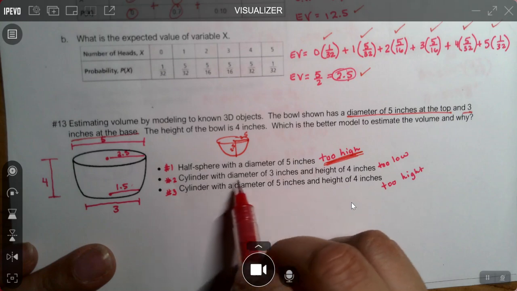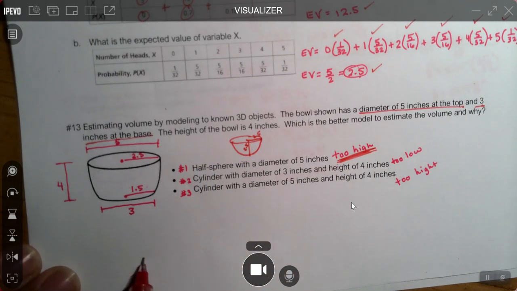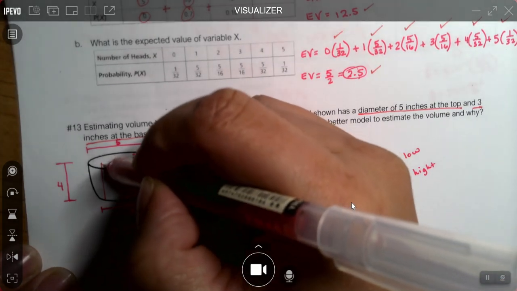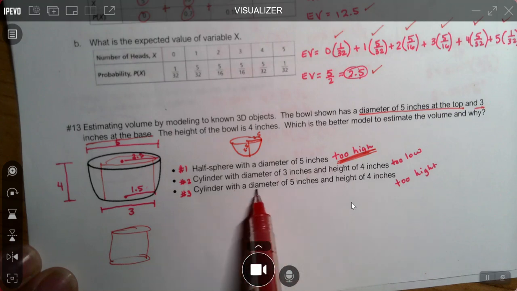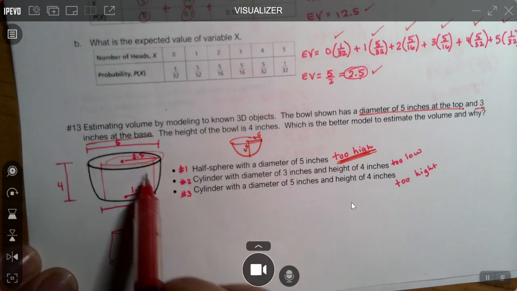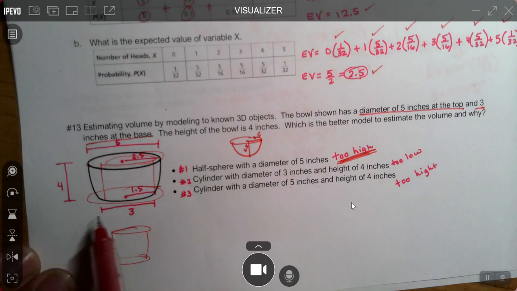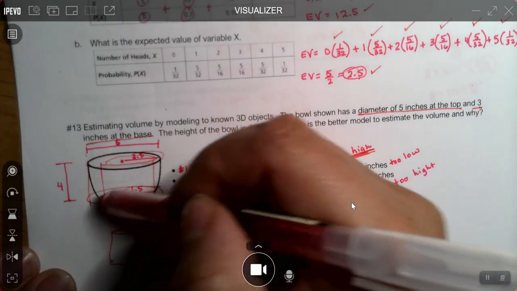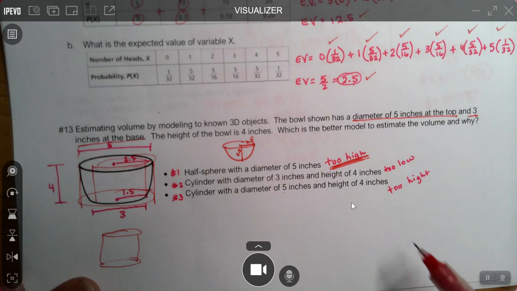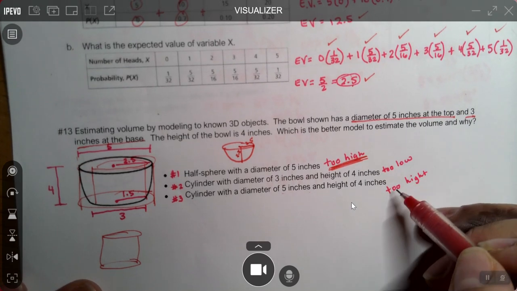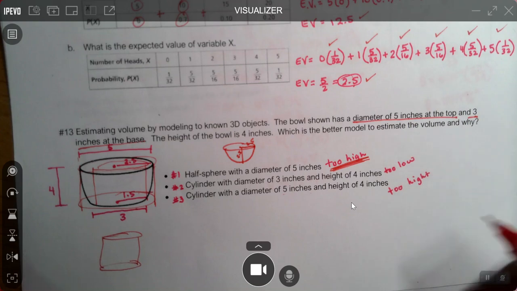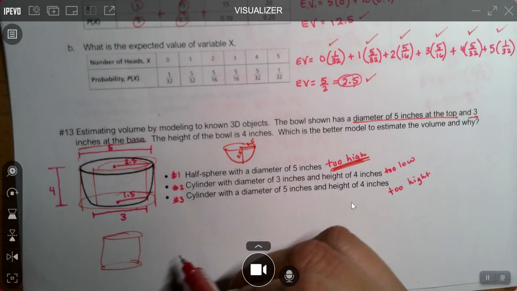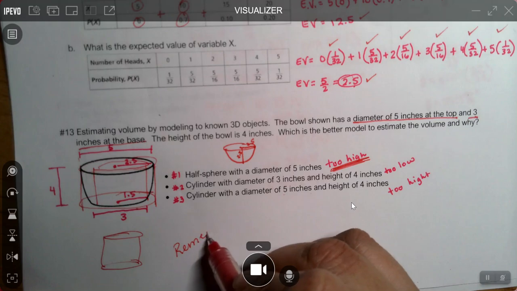The cylinder with a diameter of 3 would actually make it a smaller diameter, like this, right? So it would definitely underestimate it because it will be smaller. Now, if you use a diameter of 5 inches, it will overestimate it because it'll be bigger than the bottom part, which will make it bigger. So that'll definitely overestimate it. So this one is an underestimate. This one is an overestimate. And this one is supposed to be overestimate though. We'll go from there. So please make sure that you remember.